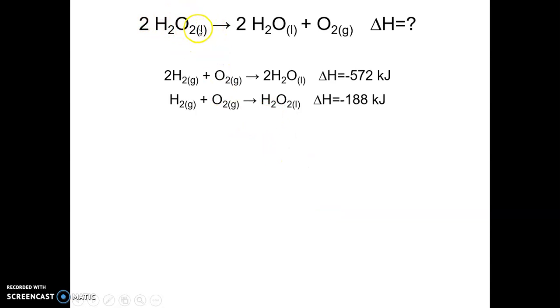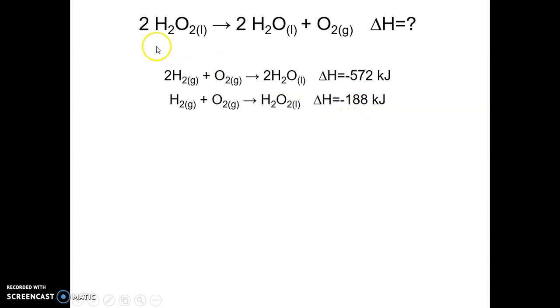This is hydrogen peroxide. It falls apart into water and oxygen. What's the change in enthalpy for that? Well, if you burn hydrogen and oxygen and make liquid water, that's a very exothermic reaction. If you use hydrogen and oxygen to make hydrogen peroxide, apparently that's exothermic as well.